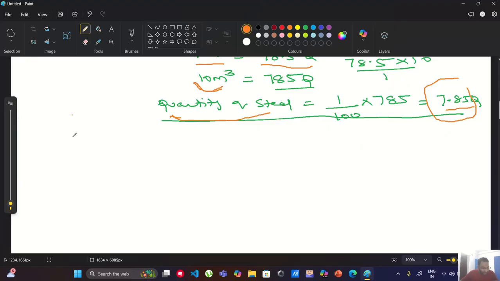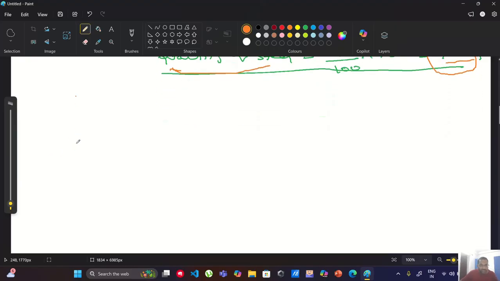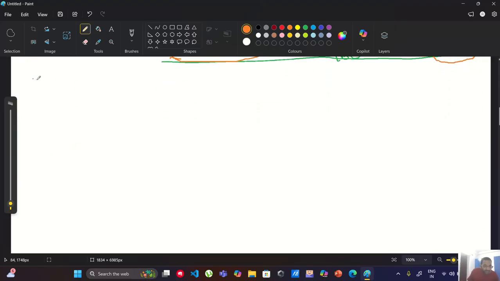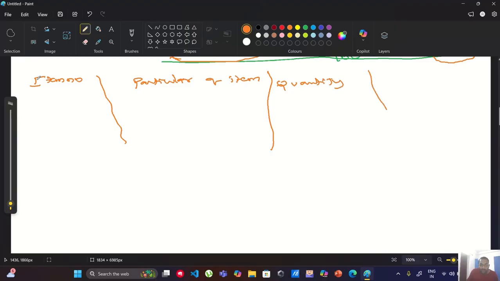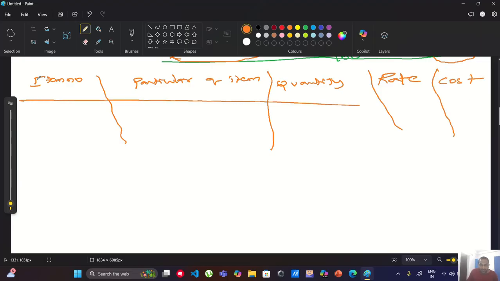Okay, now we'll go to the standard format. The first one is item number, the second one is particulars of item, the next one is quantity, the next one is rate, and the last one is the cost. This is the standard format, everyone knows.